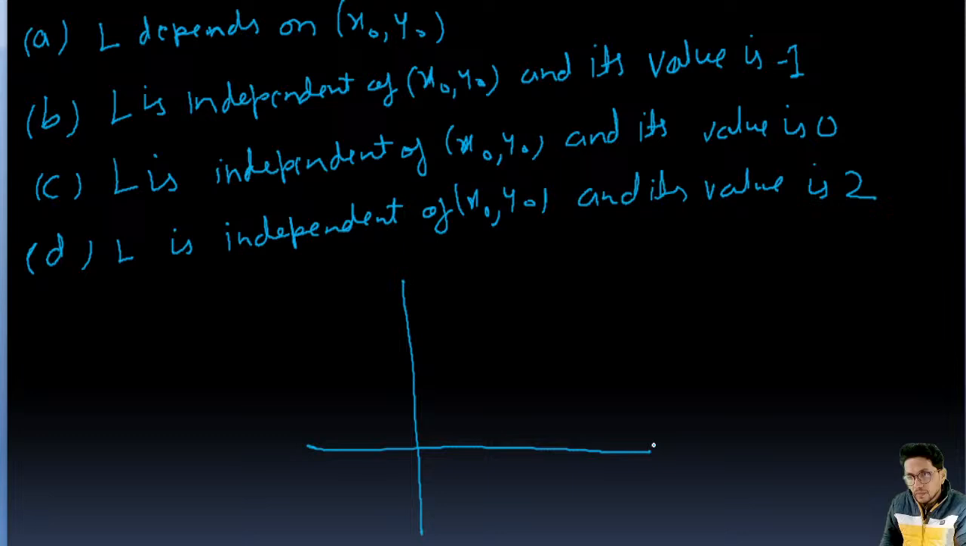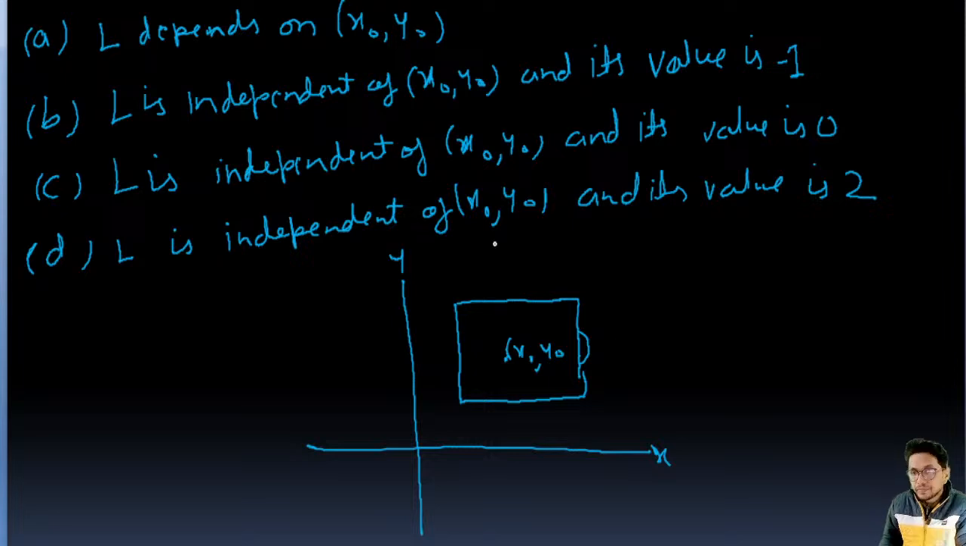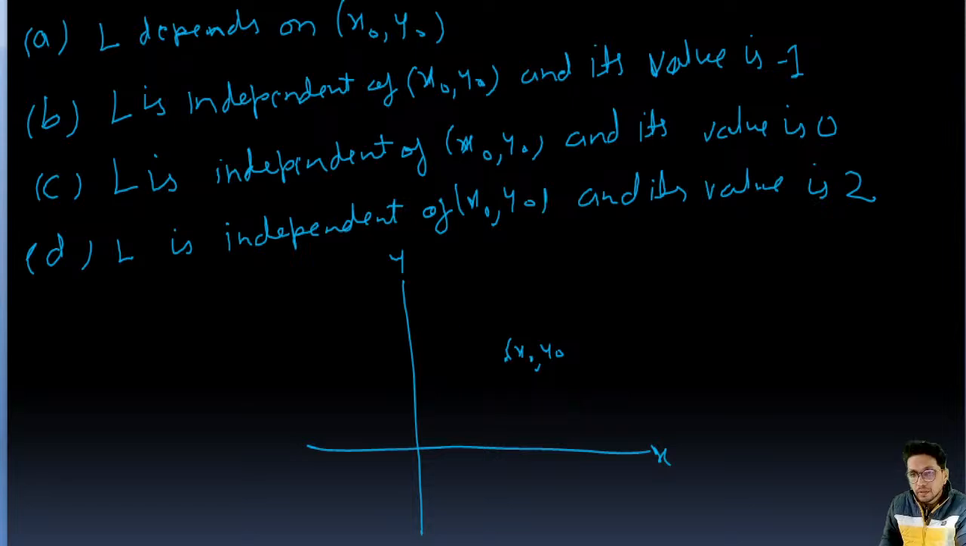And the figure is given like this. This is x, this is y, this is the curve, and this is (x0, y0). Okay, this is given.